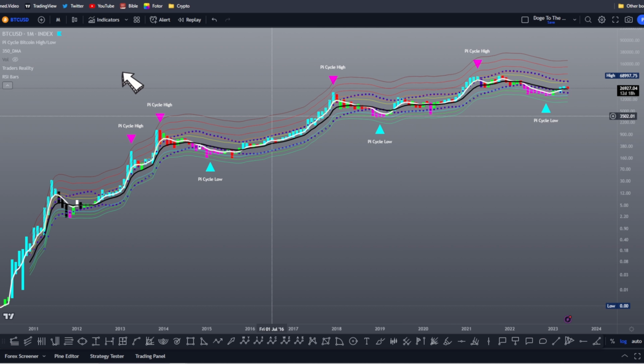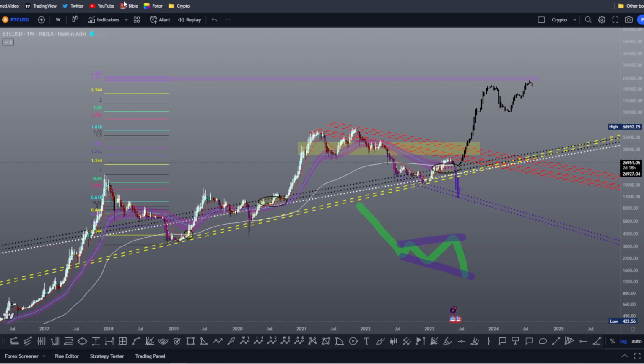So either we are right here meeting our final pit stop currently, and we're about to begin this movement of this black fractal pattern, or we are going to find our local low right here, then head to this yellow range of around 32 to 45,000, sit there for a little bit, and then finally begin the parabolic movement associated with this black fractal pattern.